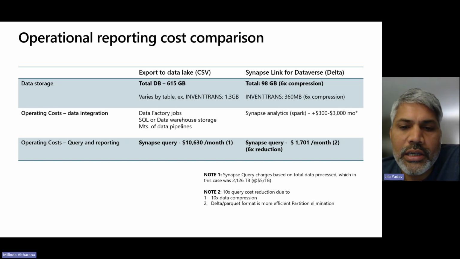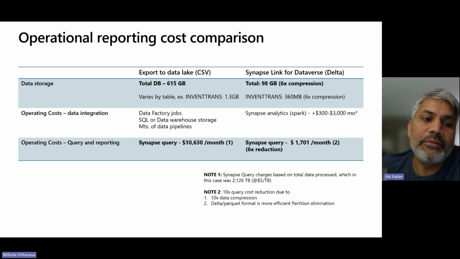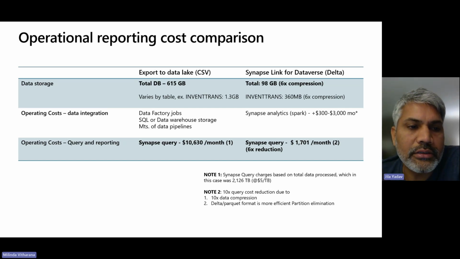And even if you pay upfront $3,000 to do the Delta conversion, your Synapse query costs will reduce 6 times, right? Because the data is compressed there. So you immediately see the reduction in that cost. So that's the key thing here. Your operational running cost would be similar or lower. And if you can simplify the architecture, you save in other areas of the equation as well.